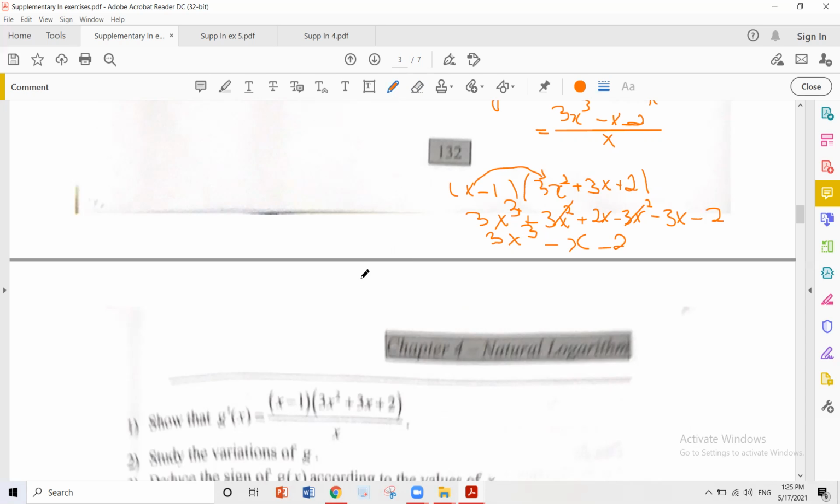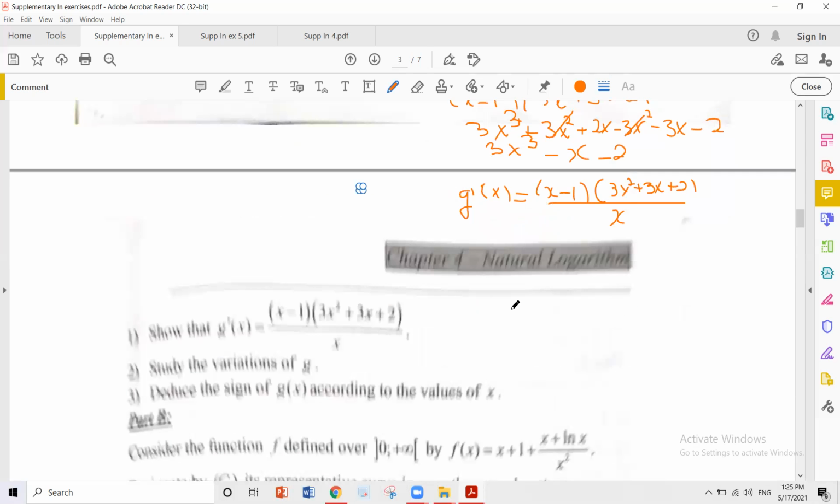So g prime x can be written in the form: g prime x equals x minus 1 into 3x squared plus 3x plus 2, over x. Any questions about the first part?